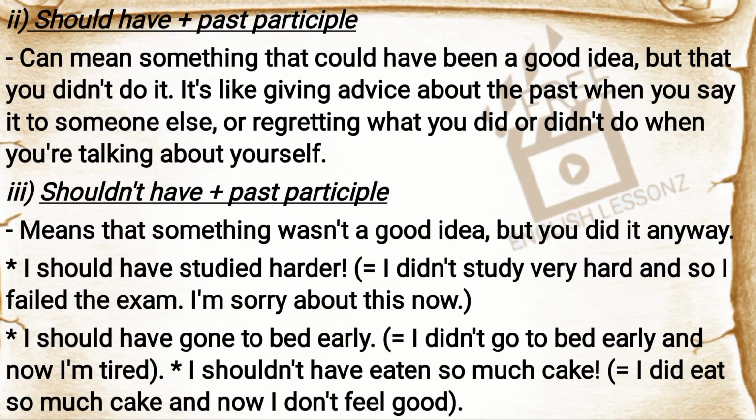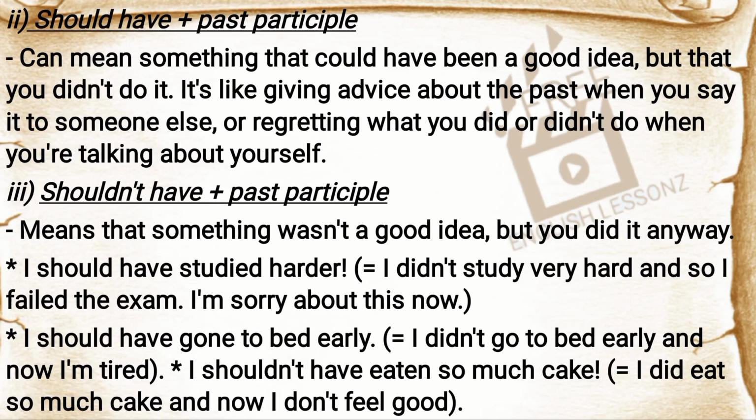2. Should have plus past participle can mean something that could have been a good idea, but that you didn't do. It's like giving advice about the past when you say it to someone else, or regretting what you did or didn't do when you're talking about yourself. 3. Shouldn't have plus past participle means that something wasn't a good idea, but you did it anyway.